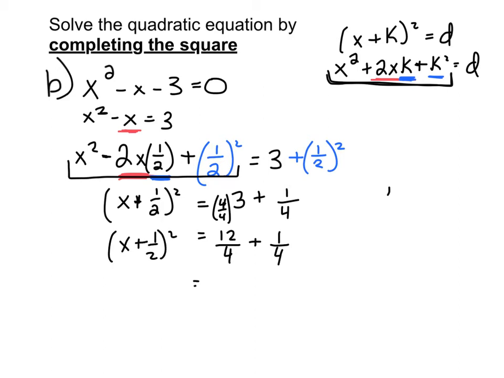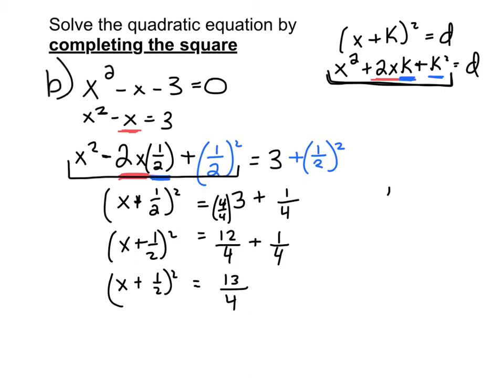Alright, so then I'm left over here on the right-hand side of the equation. I have 12 plus 1 over 4. So that's 13 over 4. This side of the equation did not change. Alright, that's my complete square. Now all I need to do is use the square root method and solve.